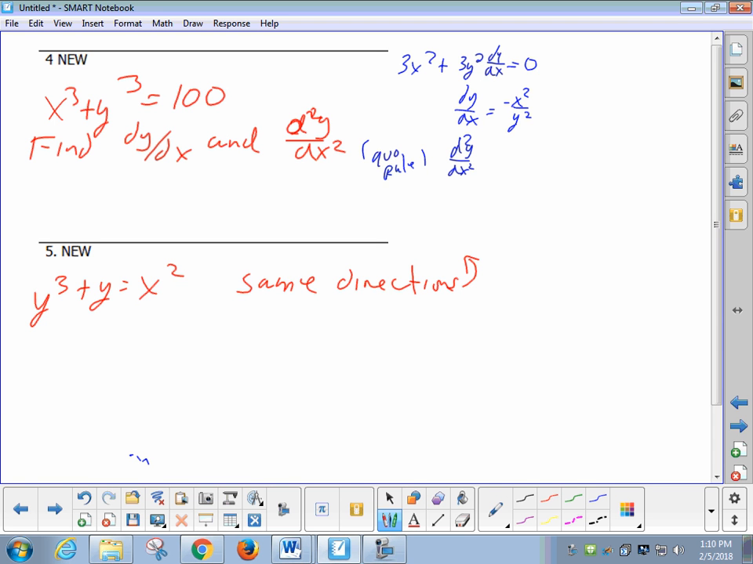Should we go quotient rule or bring it up in product rule? Okie dokie. Low d-high, high d-low. I am okay if you do this all in one step.